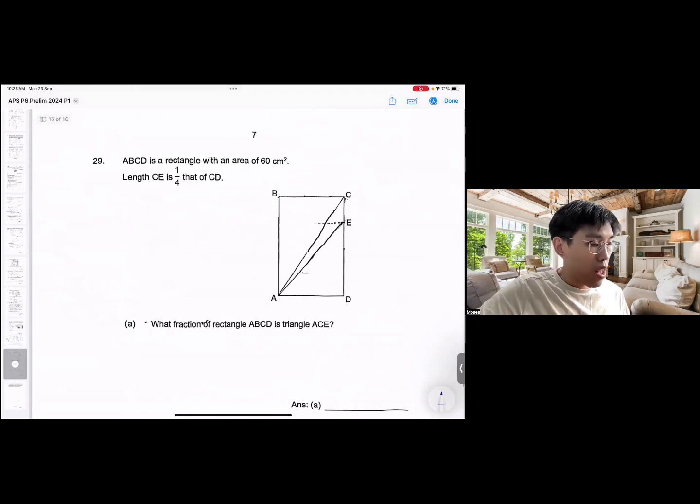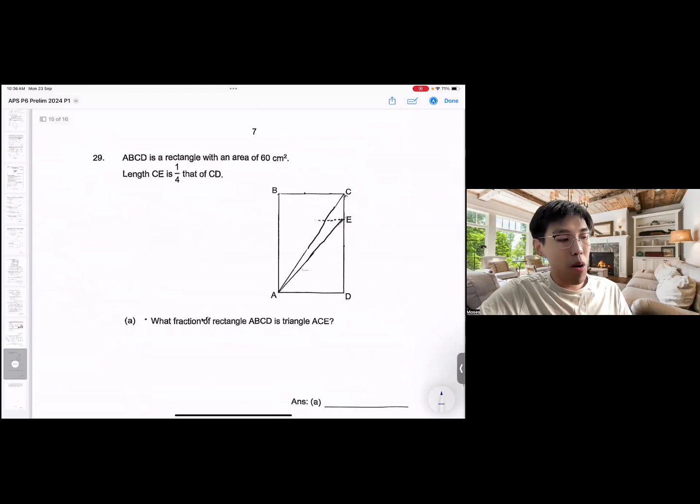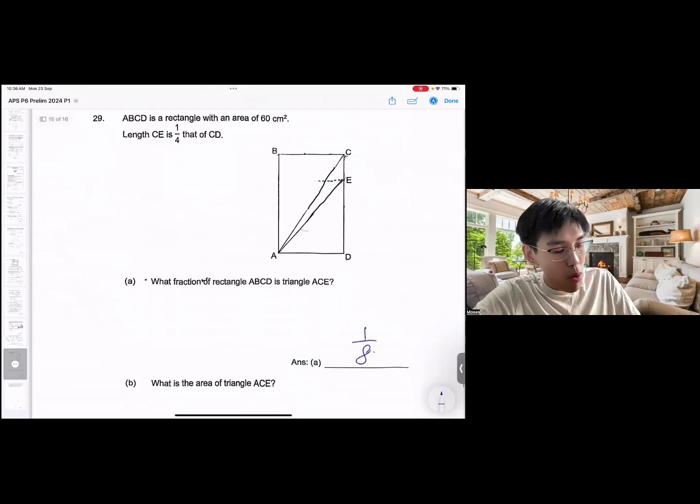Let's move on. This one throws a lot of people also. ABCD is a rectangle of area 60. Length CE is 1/4 of CD. So what fraction of the ABCD is ACE? The moment I see this, the answer is straightforward, 1/8 already. I don't know why people cannot get this.